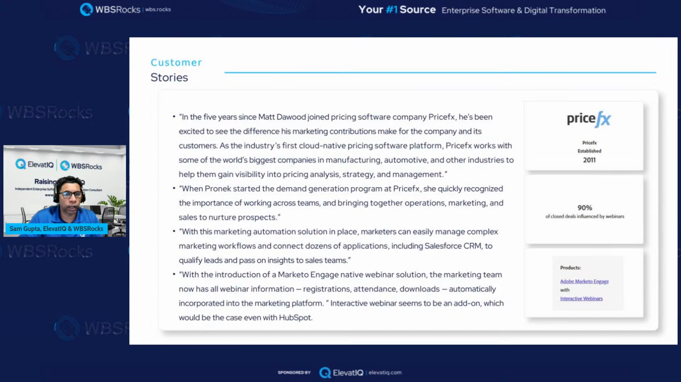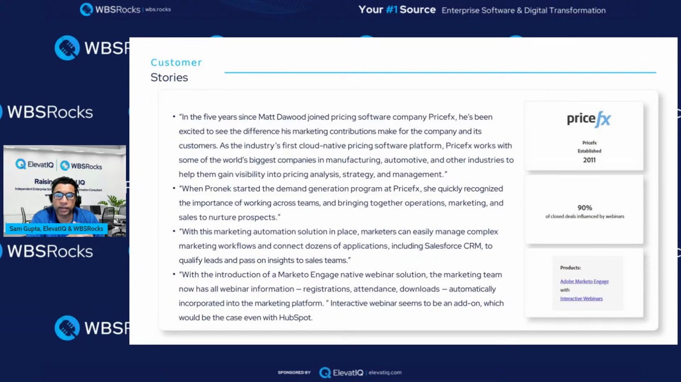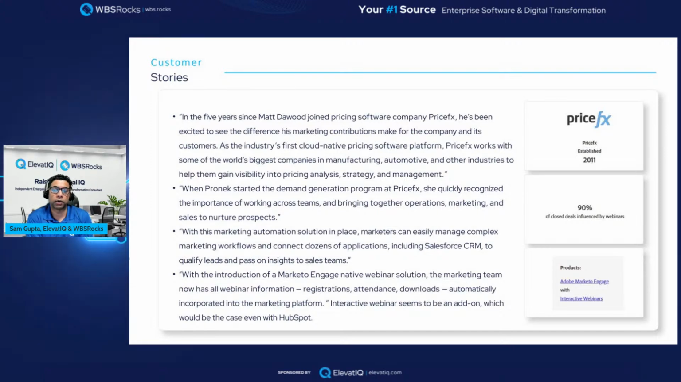They are saying, this is probably another case study that they have. No, this is the same one. So they are saying when Pronic started the demand generation program at PriceFX, she quickly recognized the importance of working across teams and bringing together operations, marketing, and sales to nurture prospects. So there's not much in that comment.